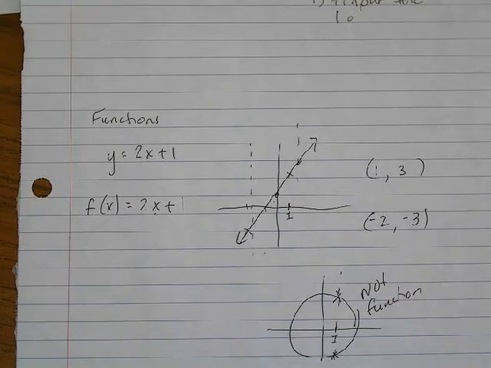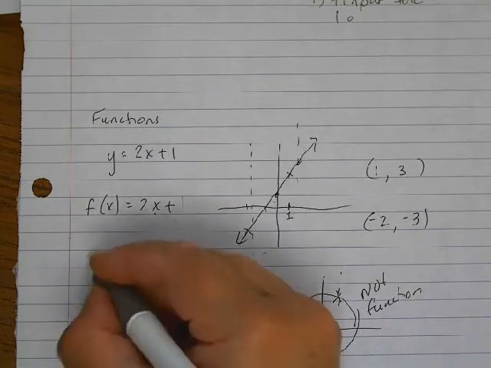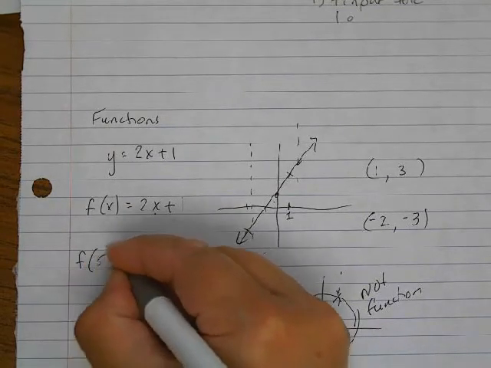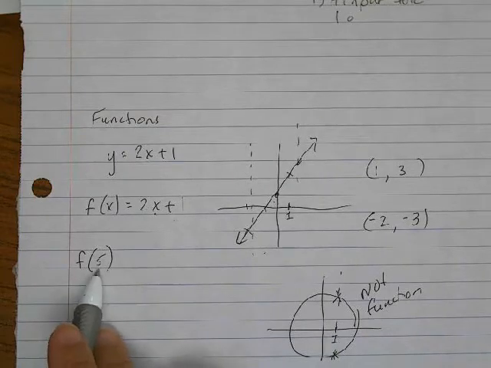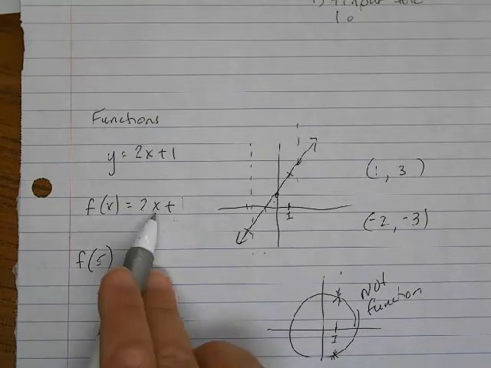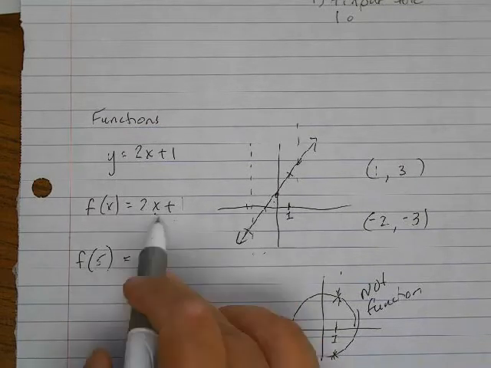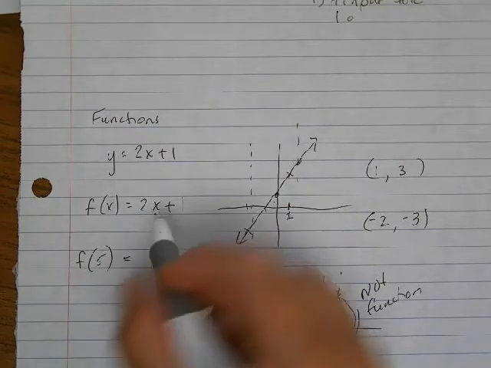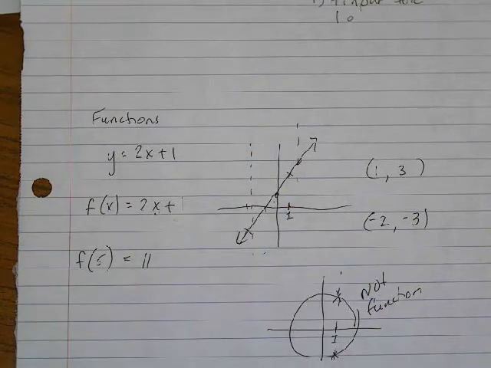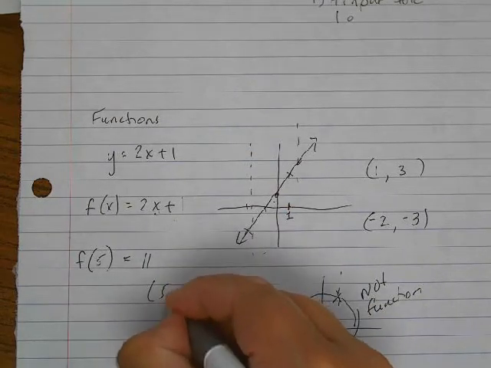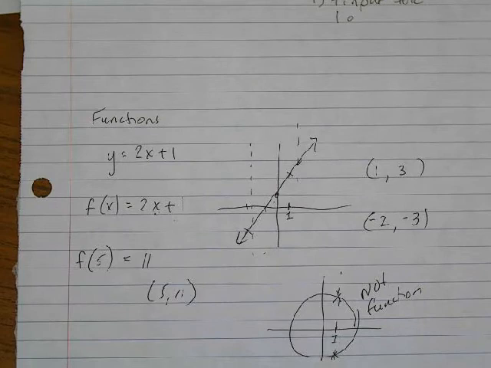So you might have a problem that says evaluate this function at f of 5. This simply means that if I put in 5 for x, what am I going to get out? So in this particular case, if I put in 5, I'm going to get 11. So that means that the point 5, 11 is going to be on the graph.